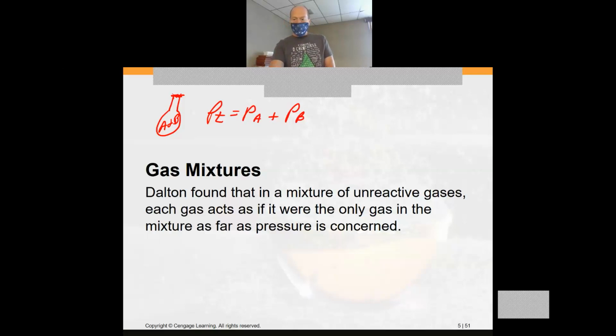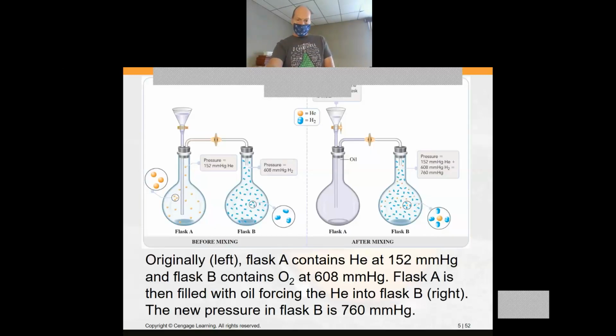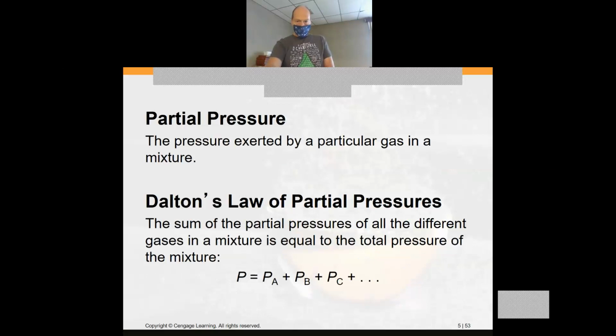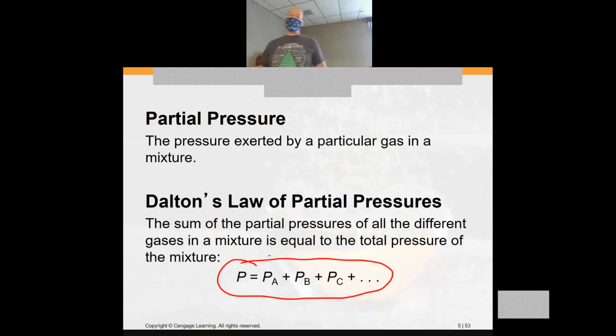All right, so that is Dalton's law of partial pressures. You add up all of the pressures of all the different gases, and then that is your total pressure. So it doesn't matter how many gases you have, you add them all up, and that will give you your total pressure. So that's called a partial pressure.